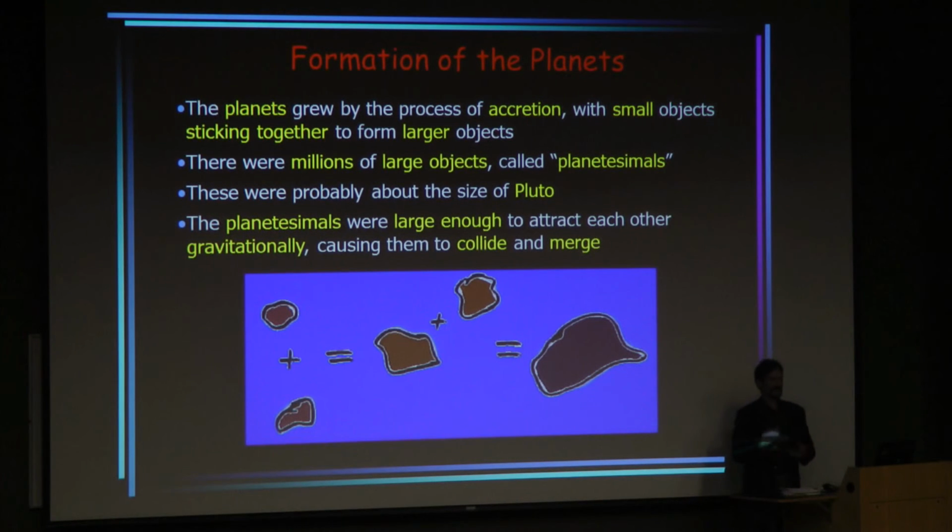So the formation of planets takes place by this process I call accretion: small objects sticking together to form larger blobs. And at a certain point, there were millions of these objects we call proto-planetesimals that were probably around the size of Pluto. In fact, these planetesimals I'm talking about now are really very much like the Kuiper Belt objects that we see now, which actually are the short period comets.